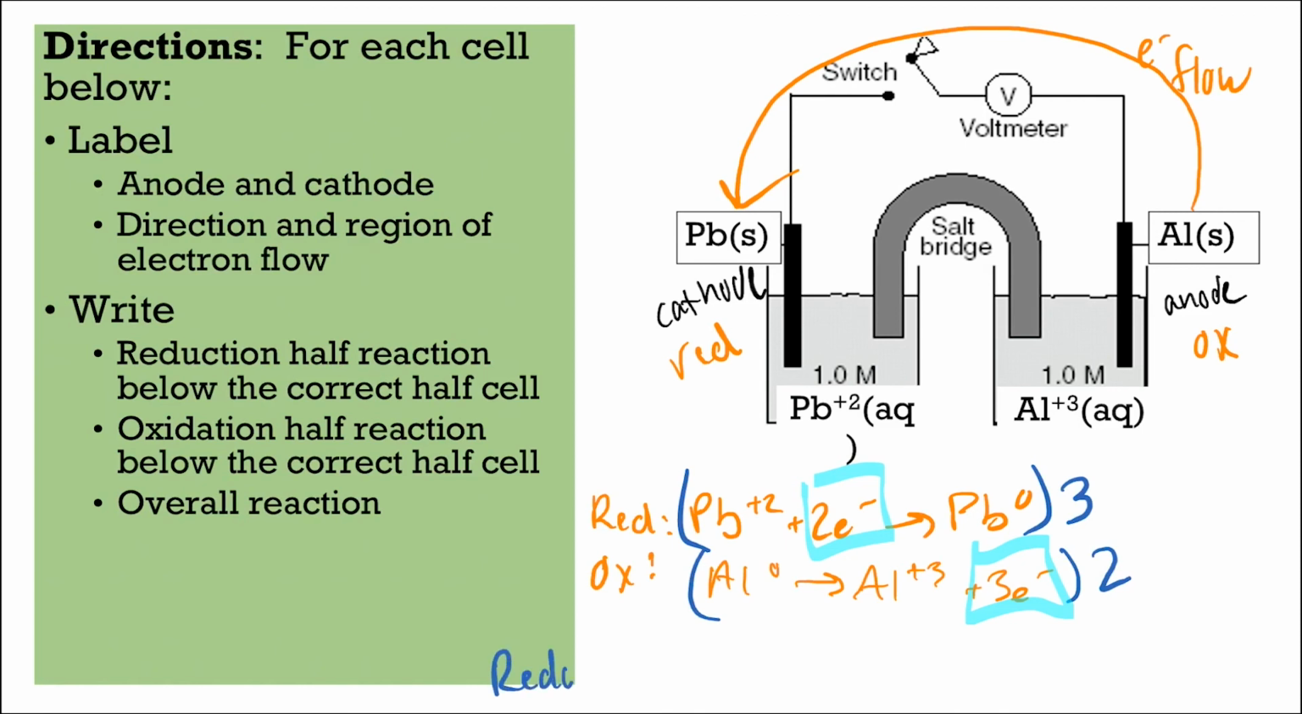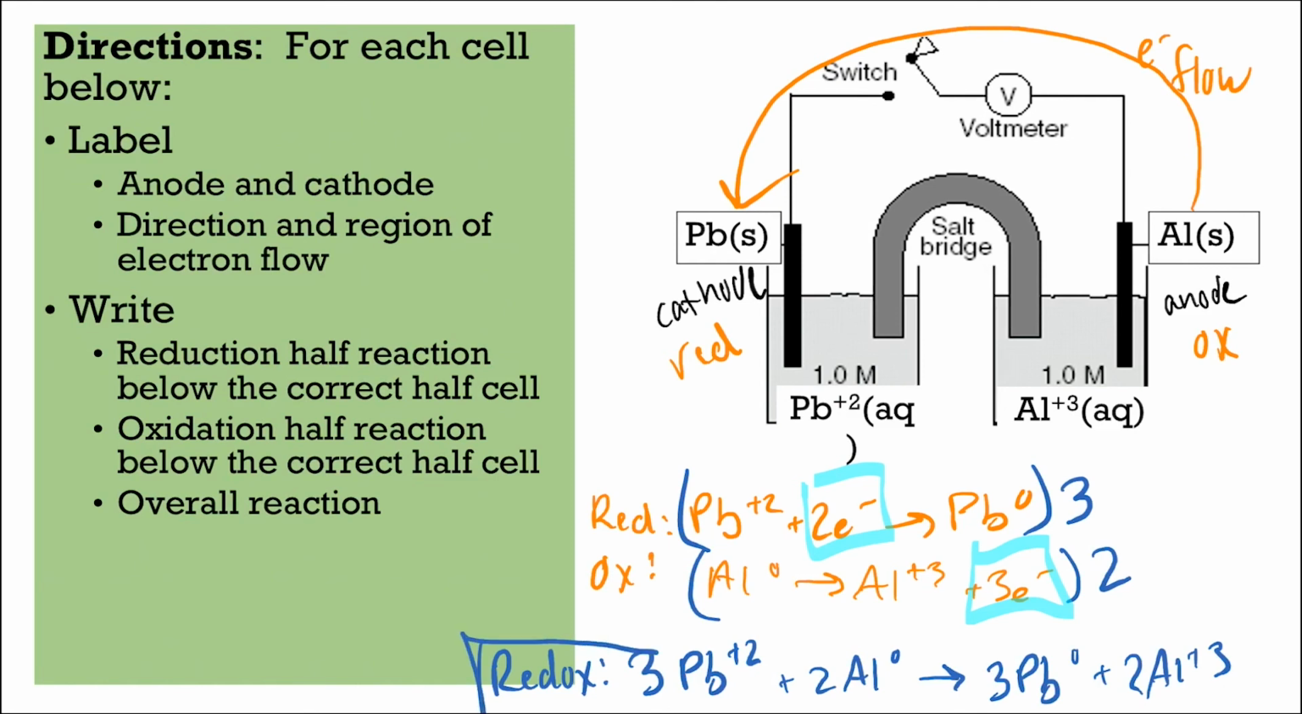And then your combined redox reaction would read as 3Pb2+ plus 2Al0 gives you 3Pb0 plus 2Al3+. That is it. You have 3 leads on both sides, 2 aluminums on both sides, a total of +6 on the left and +6 on the right.